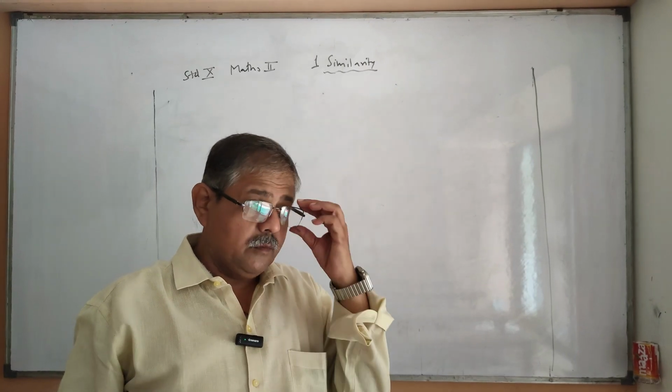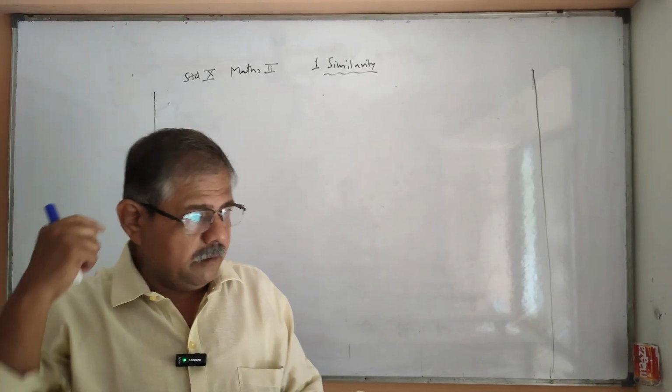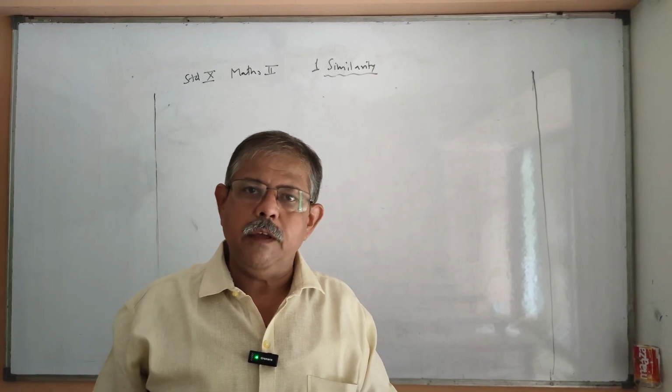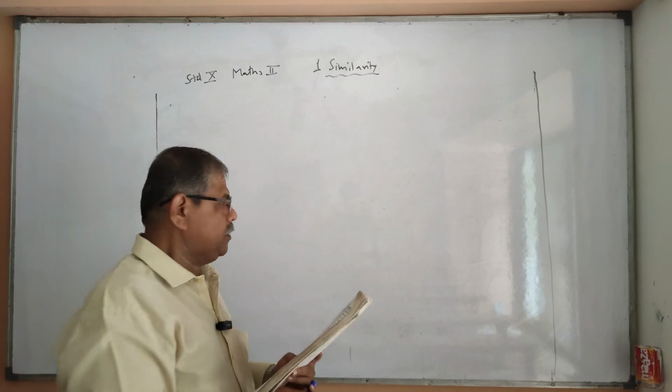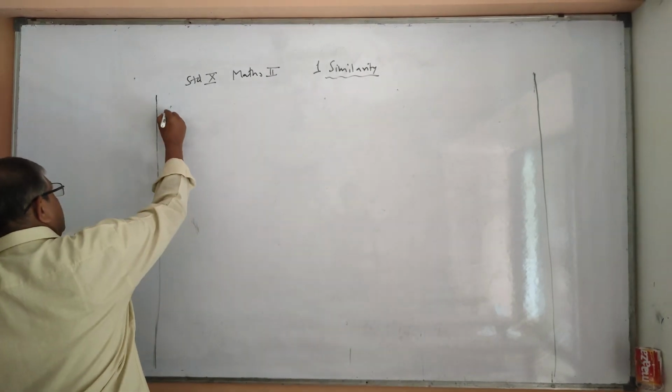We saw in exercise 1.1 the questions based on the property of the ratio of areas of triangles. Now we are going to learn more concepts. The first is the basic proportionality theorem.